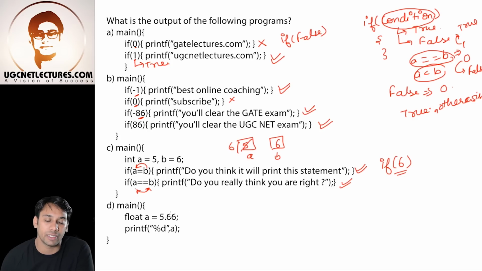Okay, right, now check out this program. In this program we have taken the variable a of float type, and we are taking the value 5.66. Then we are printing this value with %d. So %d is used for integers, therefore it is going to ignore the point part and it is only going to print 5. Okay, right, so now let us see the next programs.